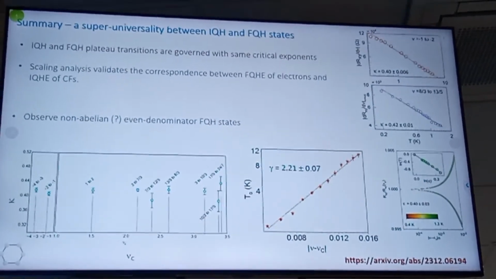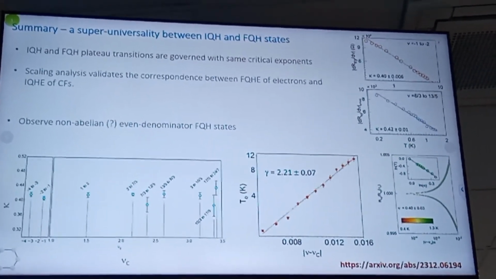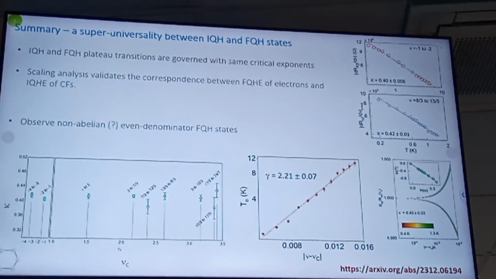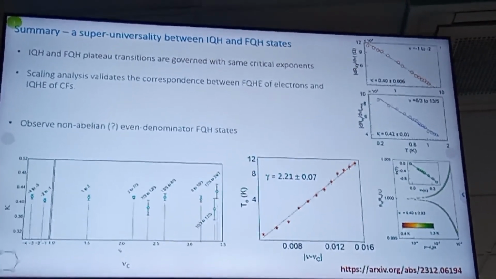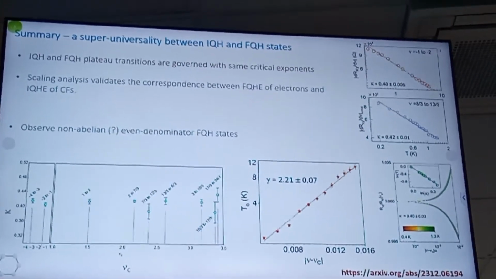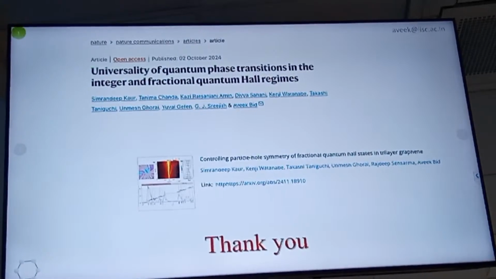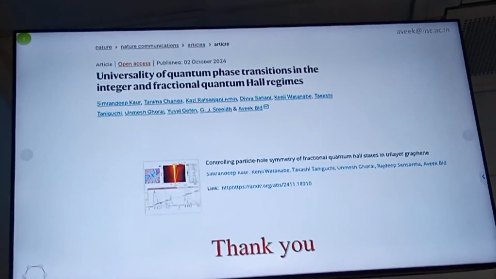I could not talk of it before, and we validate all three theoretically predicted exponents: gamma, the localization exponent, the scaling exponent, and the dynamical exponent for the integer and fractional quantum Hall states. So these are the papers in case you are interested, and thank you very much for your attention.